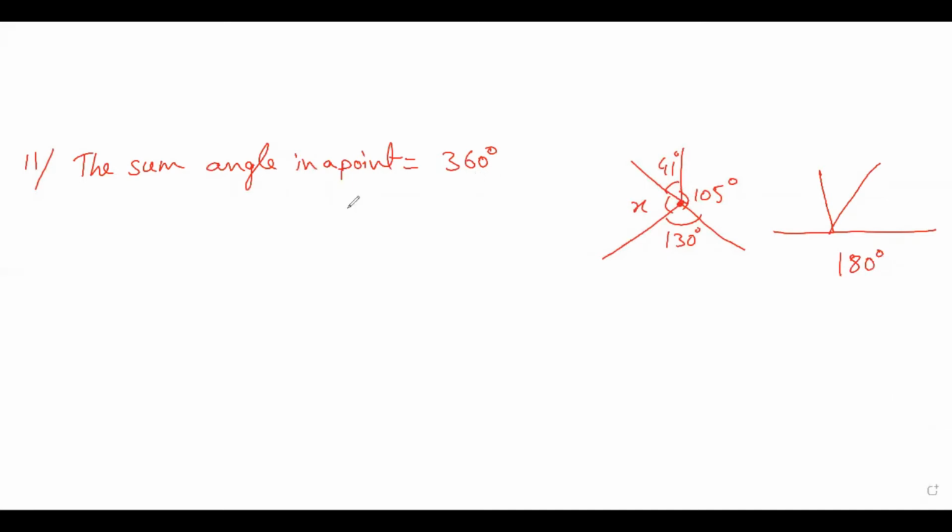So what are the angles given here? First one is 105 degree, 41 degree, x, and 130. The sum of these angles is equal to 360 degree. So when you add them, it will be x plus 105 plus 41 plus 130.